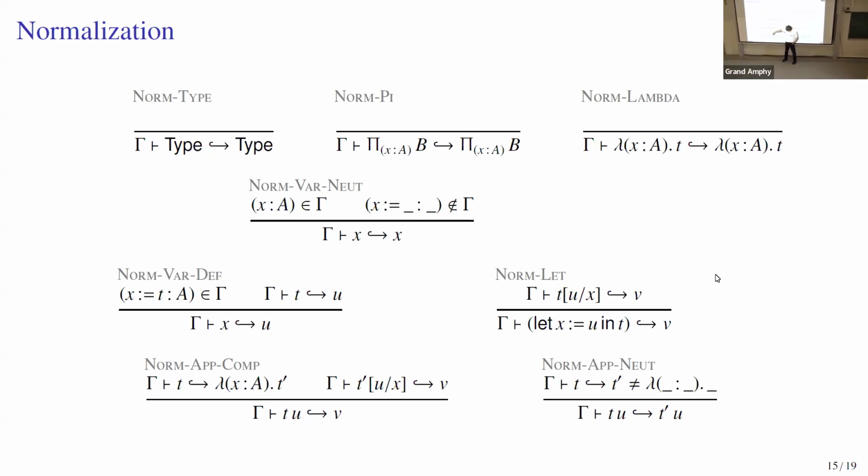Okay, so how do we normalize an application? There are two cases. You normalize t. If you get a function, you substitute in, and you normalize. This is just beta reduction. But if t doesn't normalize to a function, which is a funny way of writing that t did not normalize to a function here, t is not of this form.